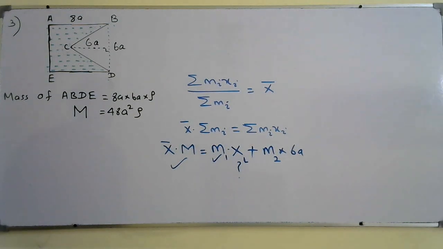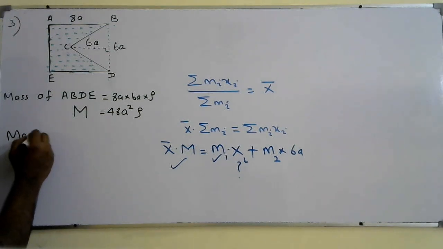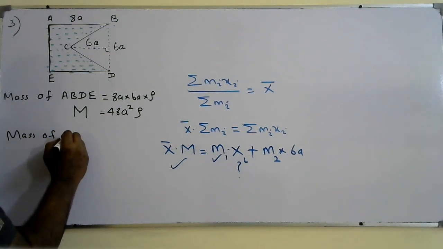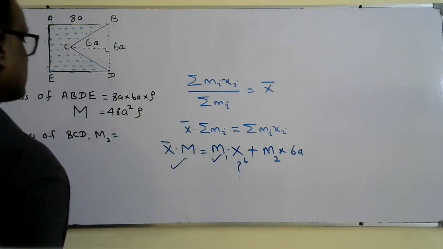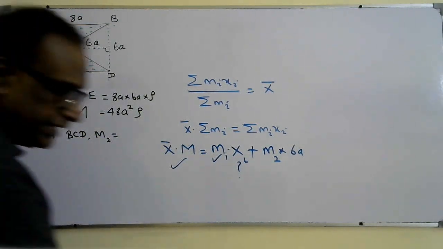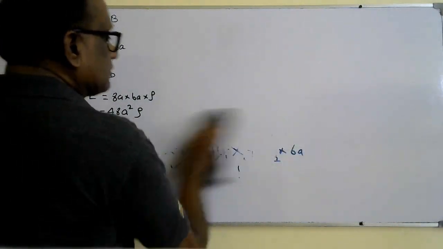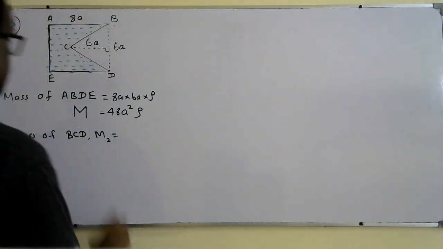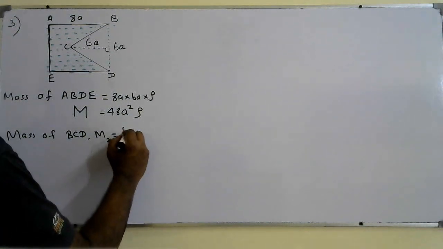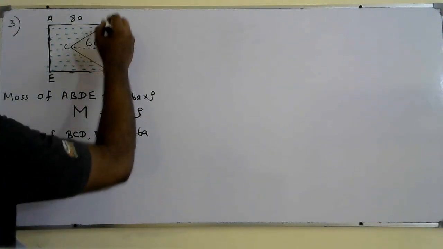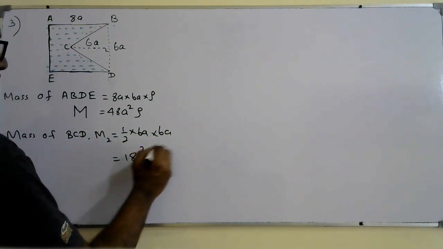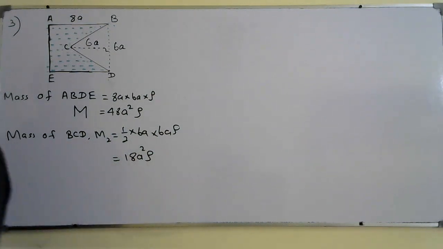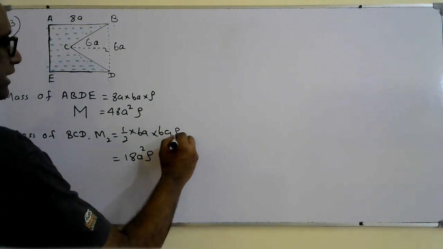Okay, then we will find the mass of the triangle BCD, that is M2. I used it here, so I'll follow the same. M2 is equal to, we need to find the area of the triangle BCD. So half into base 6A into height 6A, so it's going to be 18a squared rho, where rho is the mass per unit area. Anyway, it will get cancelled finally.